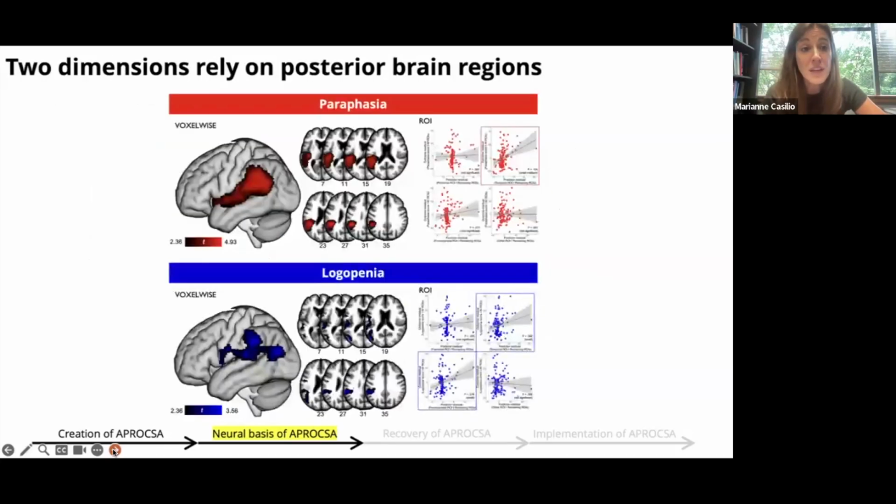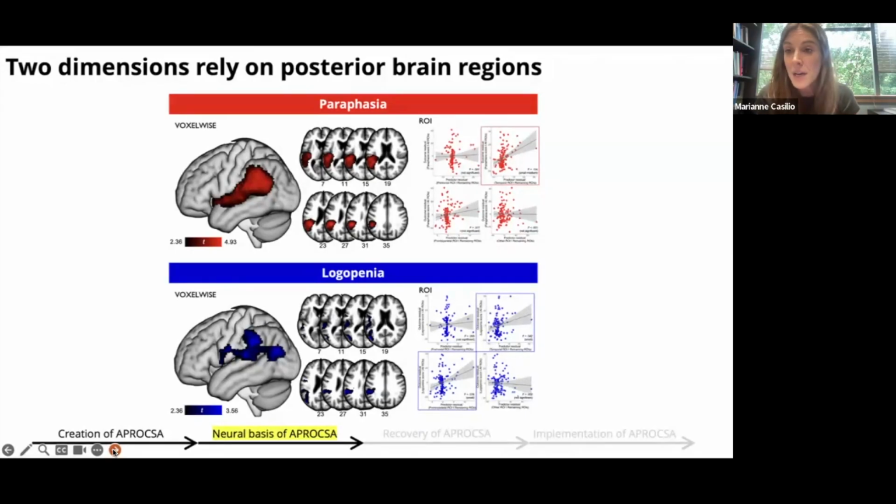And so what we found was that 2 dimensions relied primarily on posterior brain regions. So what we're seeing here are the results from both of those analyses for the paraphasia and logopenia dimensions. On the left side, you're seeing the voxel-wise results. On the right side, you're seeing the ROI results. The left side is simply showing you the actual statistical findings projected onto a template brain, so either a 3D rendering of the surface of the left hemisphere or slices coming through in the axial plane that cut through those core language areas.